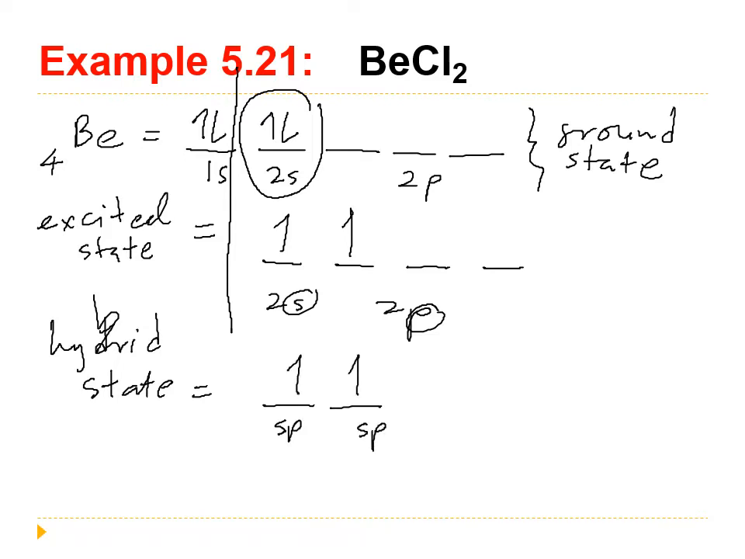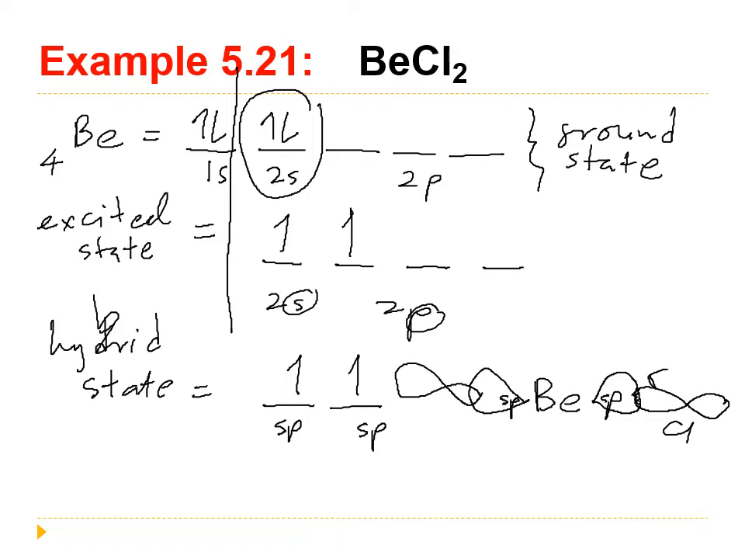So that is why when we have beryllium, we're going to form 2 sp orbitals, whereby these 2 mixed orbitals, the hybrid orbitals, are going to form a sigma bond with 1 chlorine atom on the right and 1 chlorine atom on the left. So there you go, the hybridization or the orbital overlapping for the compound beryllium dichloride.